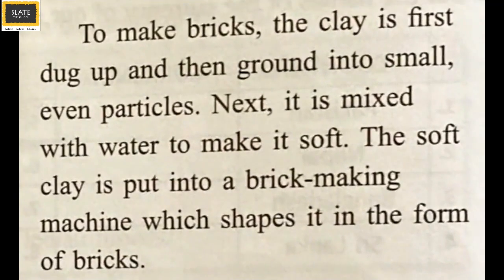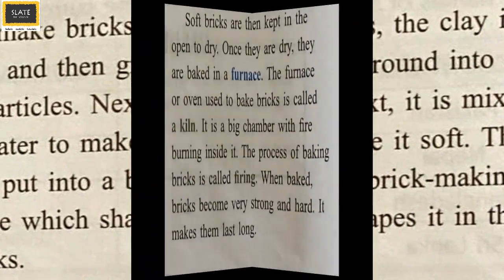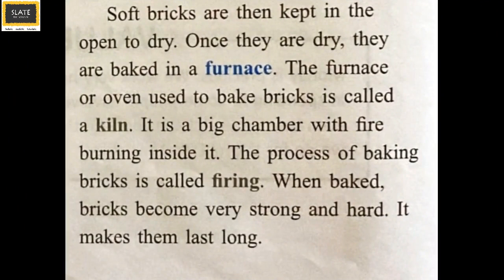To make bricks, the clay is first dug up and then ground into small, even particles. Next, it is mixed with water to make it soft. The soft clay is put into a brick making machine which shapes it in the form of bricks. Soft bricks are then kept in the open to dry. Once they are dry, they are baked in a furnace. The furnace or oven used to bake bricks is called a kiln.